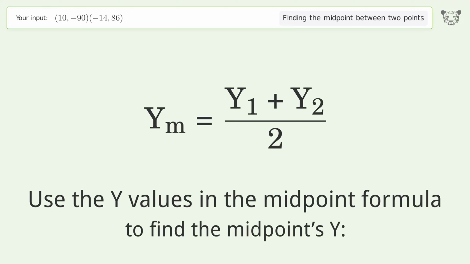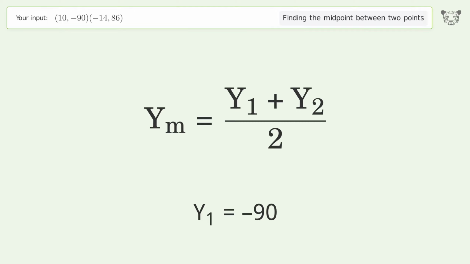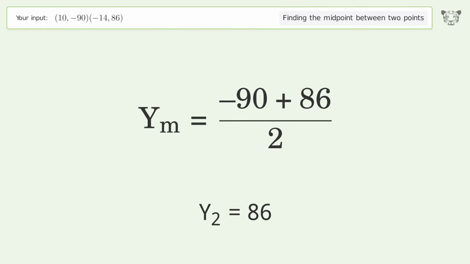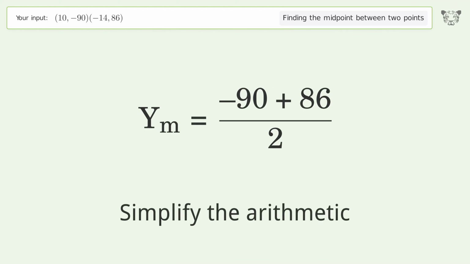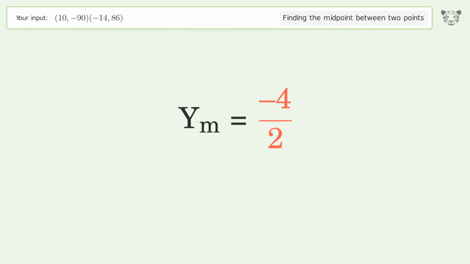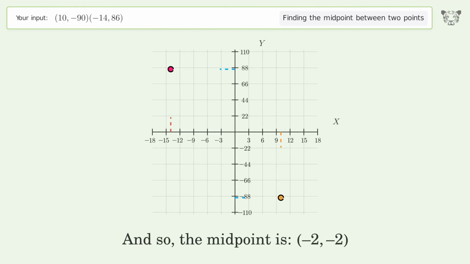Use the y values in the midpoint formula to find the midpoint's y. y1 equals -90. y2 equals 86. Simplify the arithmetic. And so, the midpoint is -2, -2.